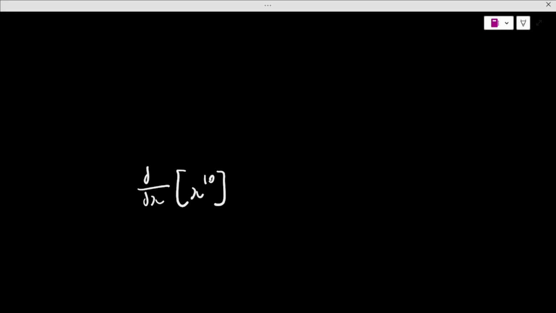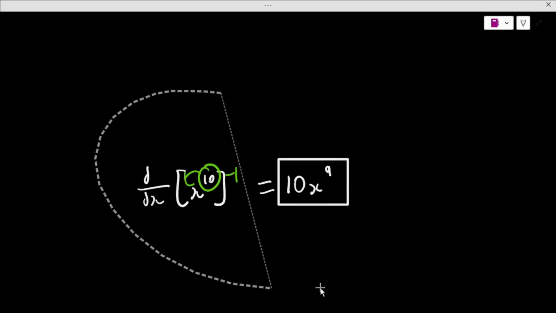What about x to the 10th power? What's the derivative? Well, as you've guessed, we just have to bring the power down and subtract 1 from the power. When we bring the power down, that's going to be 10. We'll have the x, and then 10 minus 1 is 9. And that's our final answer. Okay, not too hard.